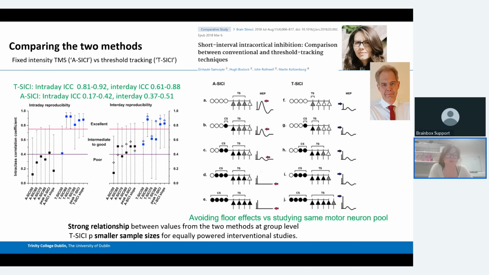But because of the improved intraclass correlations, it seems that you would need to use a smaller sample size to get sufficient power for these studies. So that's obviously important, for example, in early phase clinical trials, if you're picking between the two.